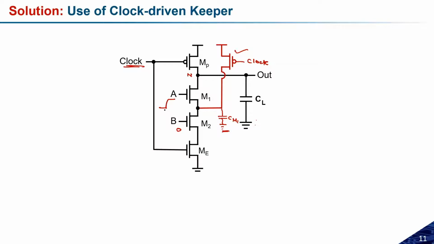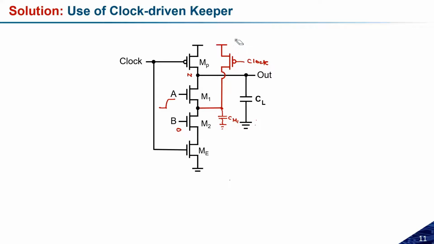Even though I have changed from 0 to 1, because this internal capacitance is already charged, the load capacitance charge will not be redistributed to the CM1. So this is how we can overcome this problem. Because this CM1 is already charged, the charge redistribution will not be possible further. Okay, so this is how we can overcome this charge redistribution problem.